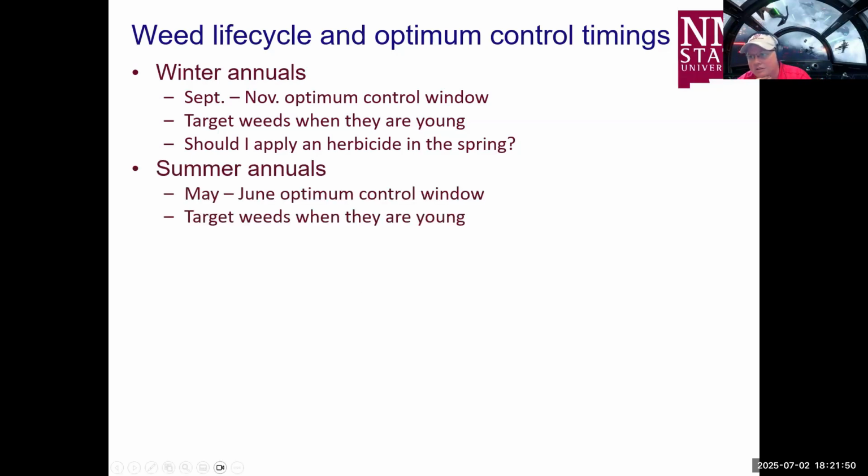Same with summer annuals. The soil temperatures, they're starting to go up in the early spring. They go to that 55 to 65 degrees range. Get the plants when they're young. That's when they're going to be young.